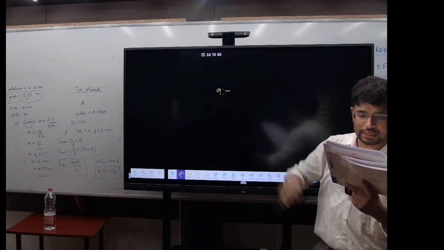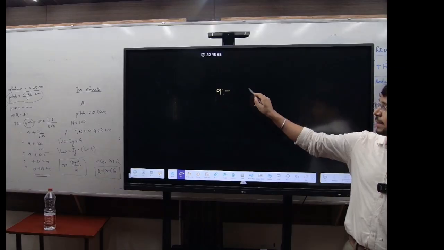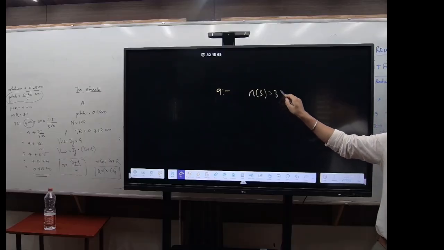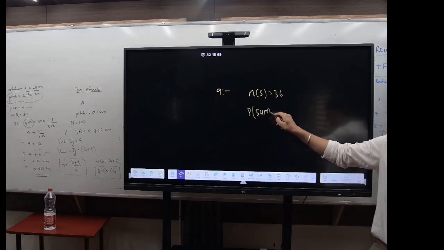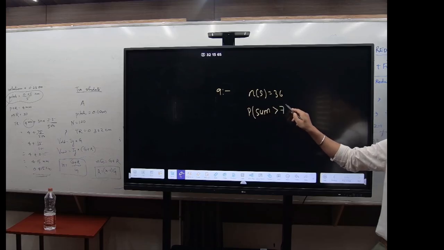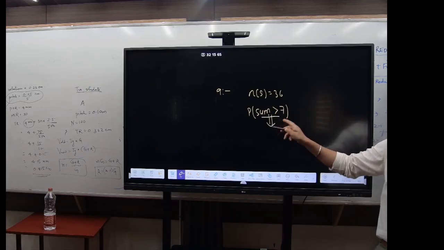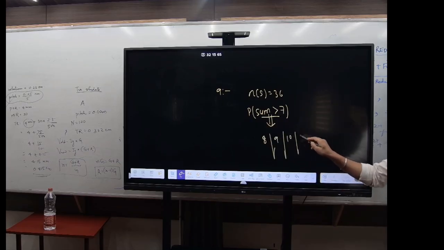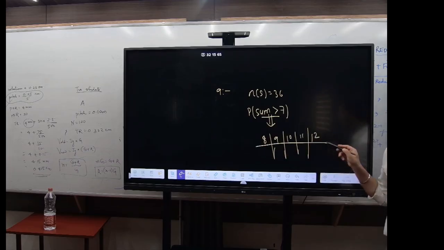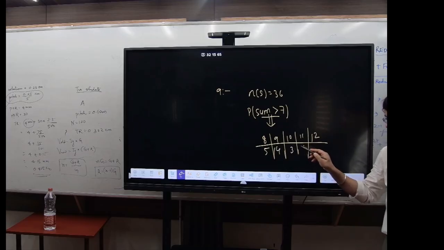It is given a simultaneous throw of a pair of dice. A pair of dice means 2 dice. If 2 dice are there, what will be the sample space? Obviously 36, 6 square. And what I want is the probability that the sum should be greater than 7. What are the sums greater than 7? 8, 9, 10, 11 and 12. 7 will come 6 times. Then 8 will come 5 times, then 4, 3, 2, 1 times.